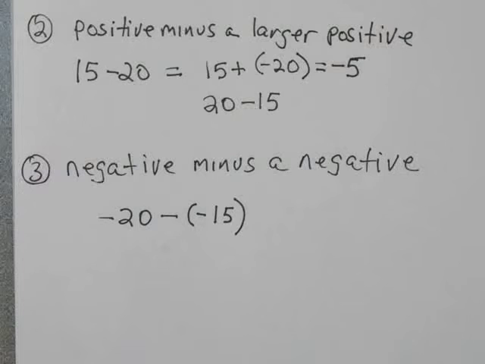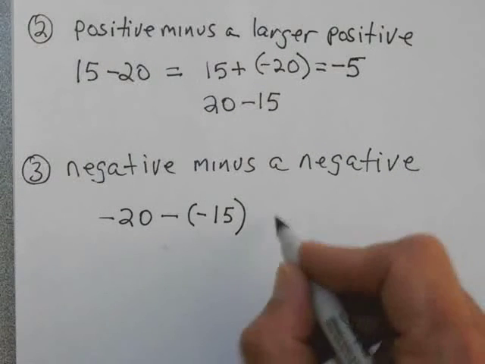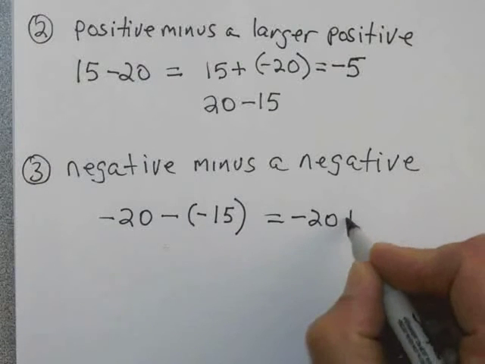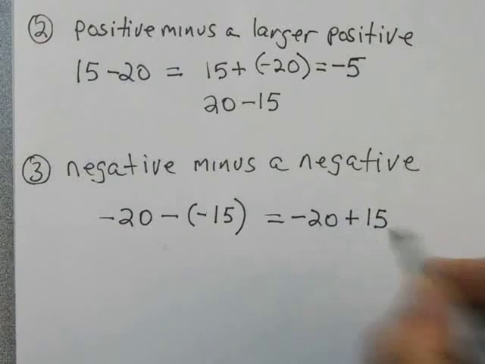Our last example involves a negative minus a negative. In this case, if I was at negative 20 and I took away 15 negatives, where would I be? Well, as we said earlier, taking away a positive is the same as adding a negative, and guess what? Taking away a negative is the same as adding a positive. I can rewrite this as negative 20 plus 15. And why does that make sense?